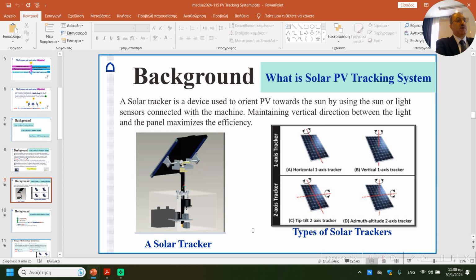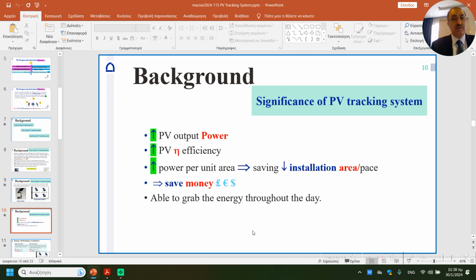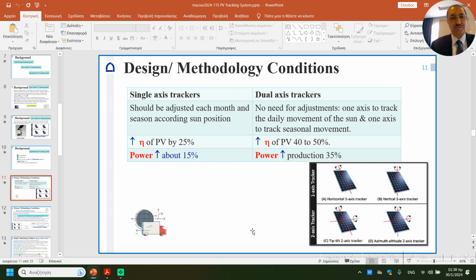For the principle of the solar panel tracking system, we have actually two kinds of tracking system. One is what we call single axis, which will move around one axis, right or left, and the other one is dual axis, which will move in the whole direction, up and down, right and left. These are the working principles for solar panel tracking systems. Then again, we need to increase the power output and the efficiency of the solar panel, and by this we will save installation area and save money by using this kind of tracking system.